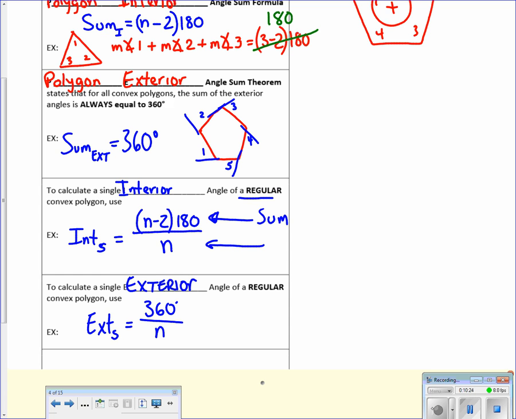And lastly, to calculate the exterior angle of a regular polygon, the single exterior angle is calculated by taking 360, because for all polygons the exterior angles always add up to 360. And if it's regular, that means all the exterior angles are exactly the same. Remember, that's what regular means. So I take 360 and divide it by the number of angles, and that evenly distributes it and tells me how much each angle is. Again, we'll look at that in the video. Make sure you understand that.